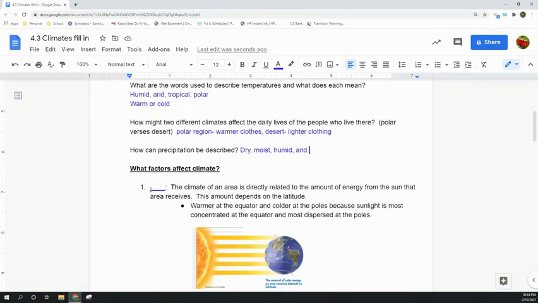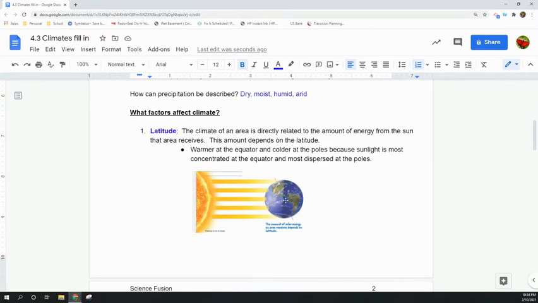The first one is a word which a lot of people get mixed up with longitude, and this is latitude. Latitude is flatitude. Latitude are the lines that go across. So like 0 degrees latitude would be the equator. The climate of an area is directly related to the amount of energy from the sun that area receives. So this depends on the latitude.